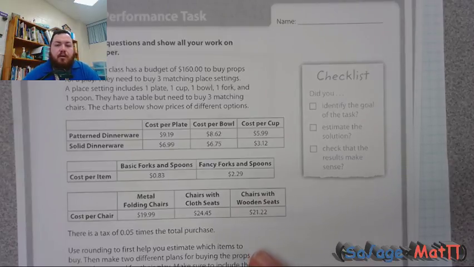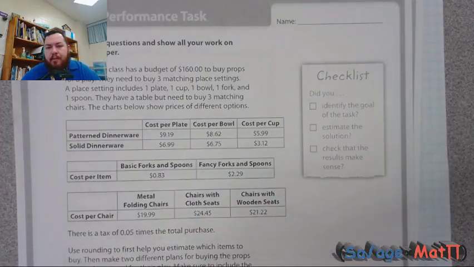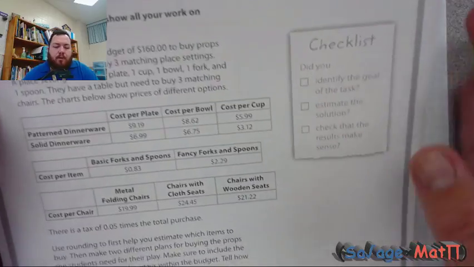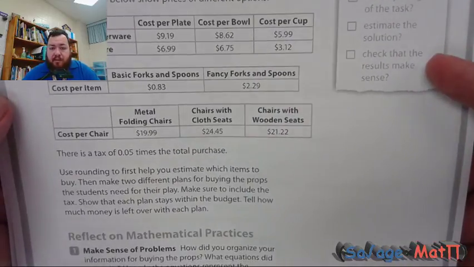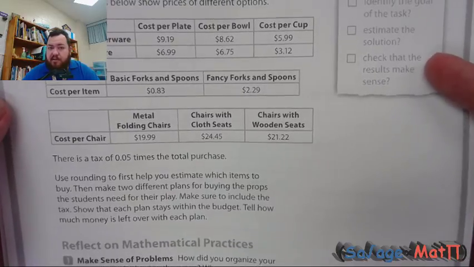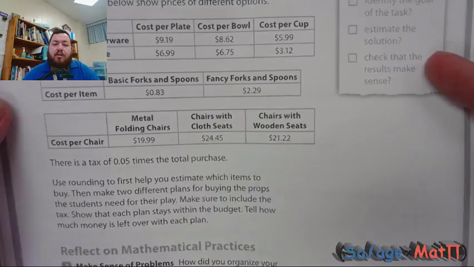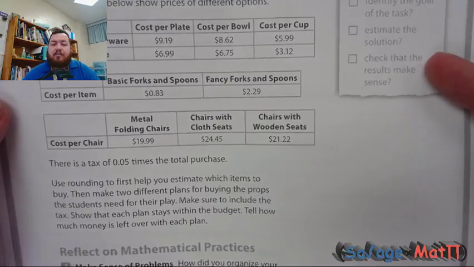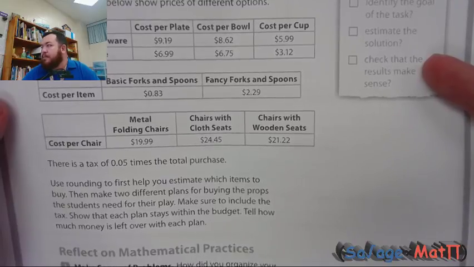Okay, so the estimating would have been super easy, but I'm not going to go over that part with you guys. You could figure it out. The part I'm going to go over is I'm going to create a plan. We were asked to create 2 different plans for buying the props the students need for the play, and then make sure to include the tax, show that each plan stays within the budget, and tell how much money is left over with each plan, okay?